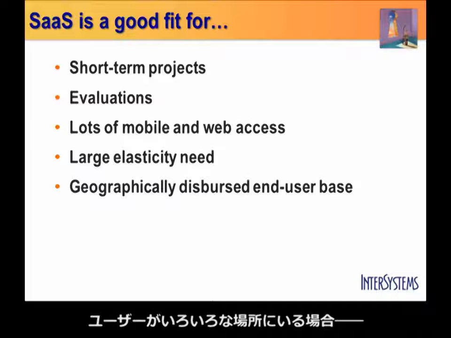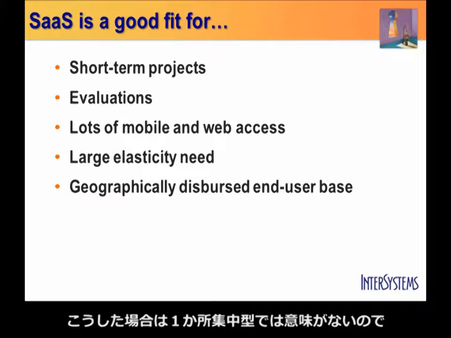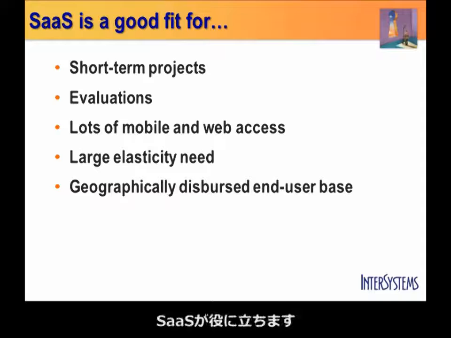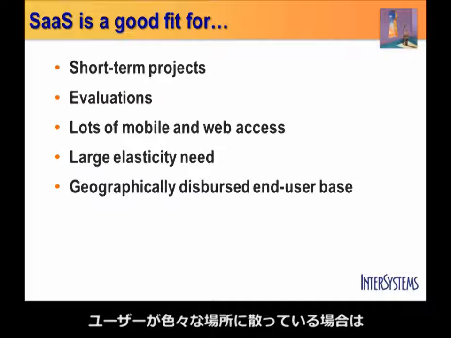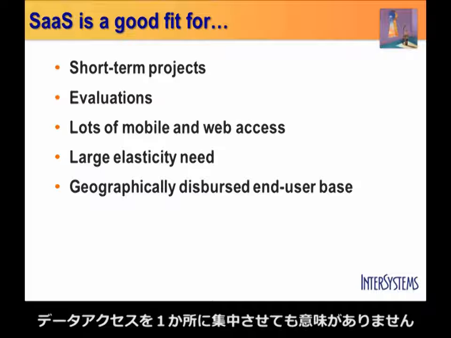Okay. And lastly, if your users are spread all over the place, right? So if there's some in Tokyo, there's some in Osaka, there's some in Kyoto, there's people all over the place, right? Then software as a service would make sense, because there's no sense in centralizing. Again, like the mobile aspect here, there's no sense in centralizing data access if your users are spread out all over the place, right? So this is a good use case.